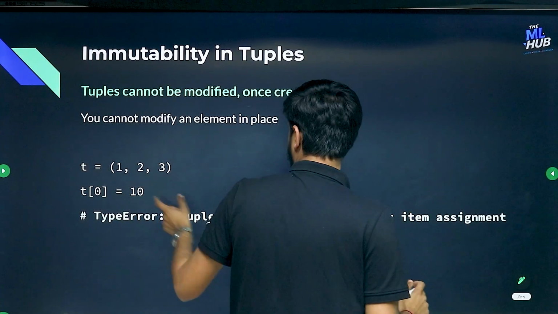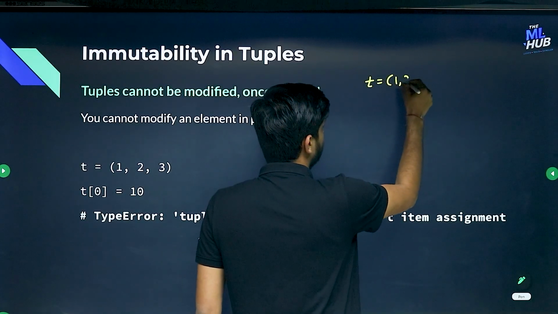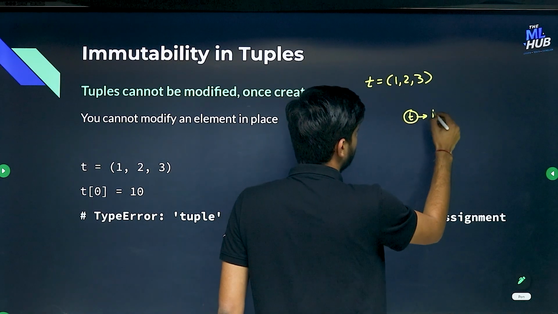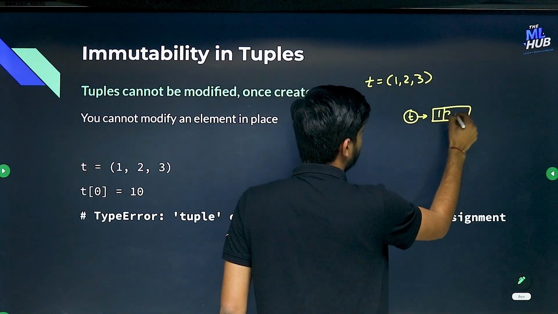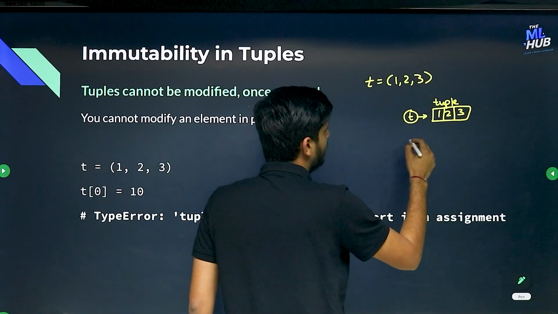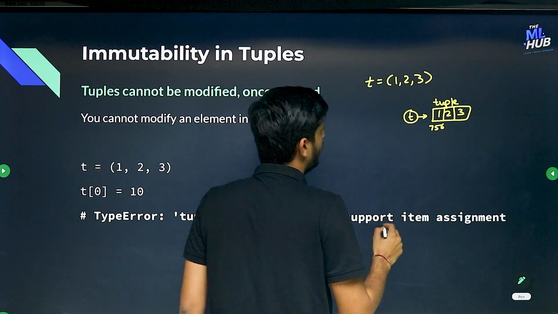So if we have created a tuple in memory like 1, 2, 3. So in memory this will be stored. Variable t will be pointing in memory to a tuple containing elements 1, 2 and 3. This will be a tuple. Okay. And let's say it's at memory location 756. So the variable t will be pointing here.